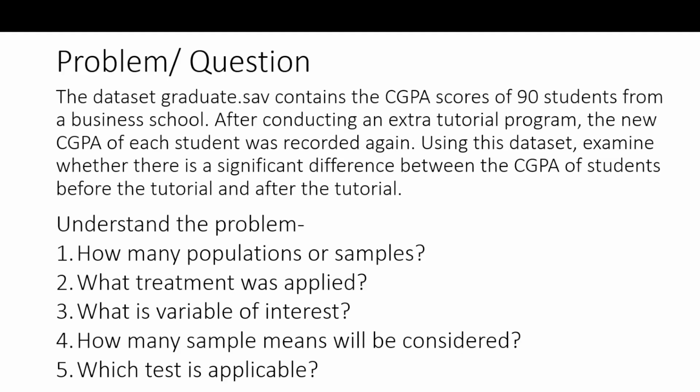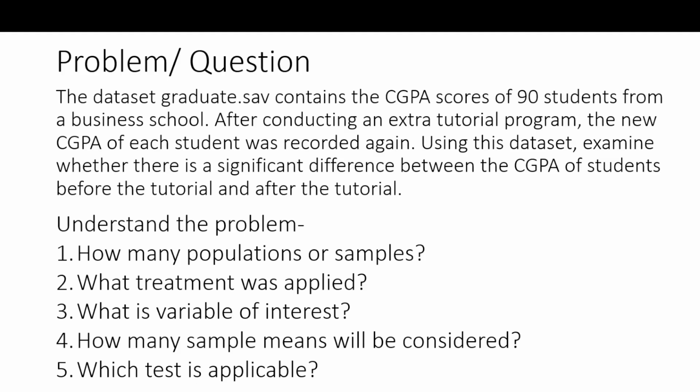What treatment was applied? The extra tutorial program is considered as a treatment. What is the variable of interest? The variable of interest is the CGPA score. How many sample means will be considered? Two sample means will be considered: the first before the extra tutorial program and the second after the extra tutorial program.